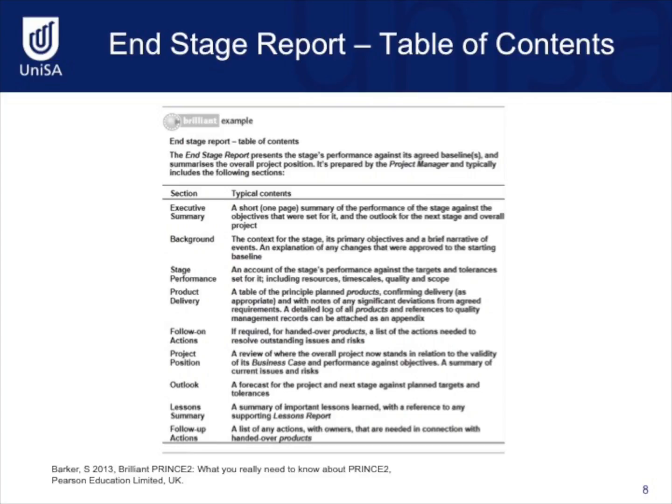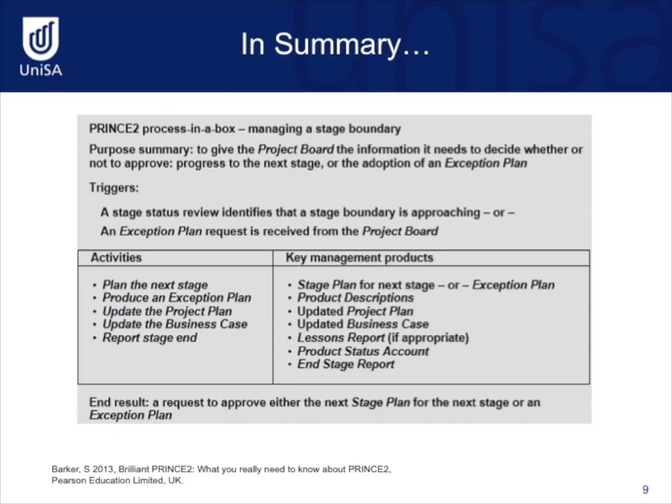Here is an example of what should be included in an end stage report. This report is required as it presents the stage's performance against its agreed baselines and summarizes the overall project position. It is prepared by the project manager. In summary, the managing a stage boundary process gives the project board the information it needs to decide whether or not to approve progressing to the next stage or the adoption of an exception plan.